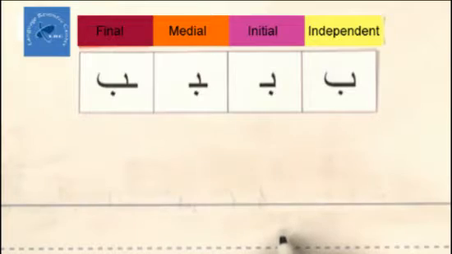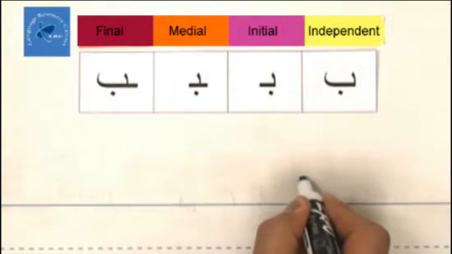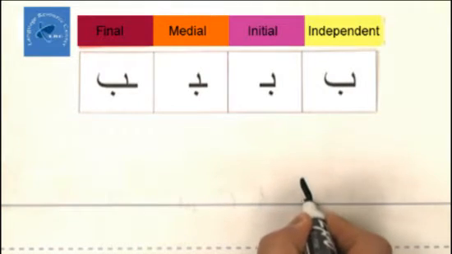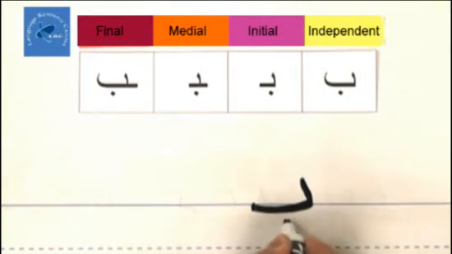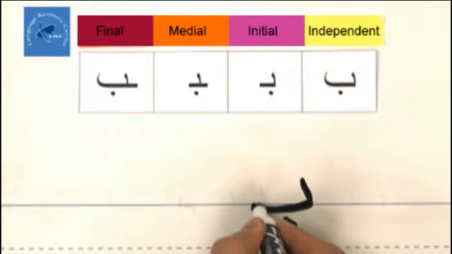How about the word bab? Bab, which means door. The first sound is ba. So we do ba in the initial position. A tooth to the right and a dot. Bab. So after the ba there's aleph. So we go up.